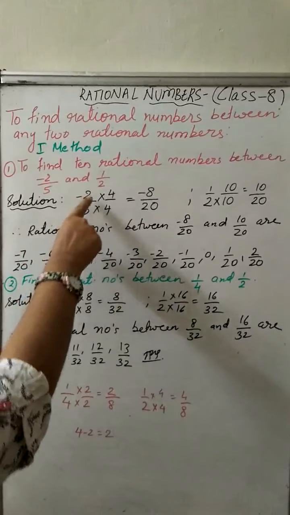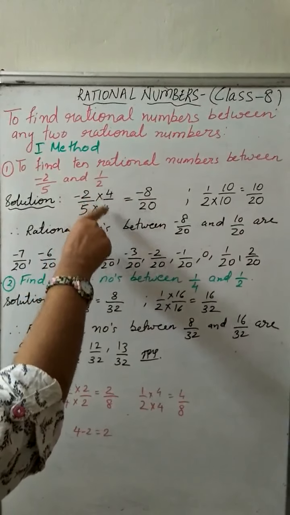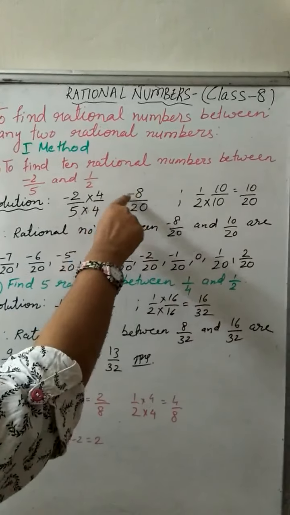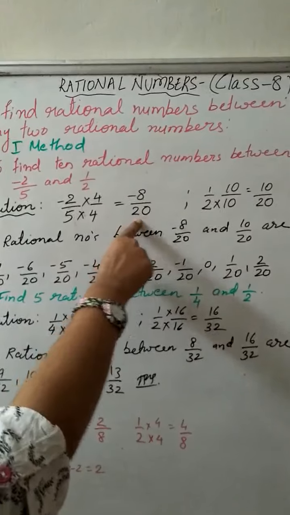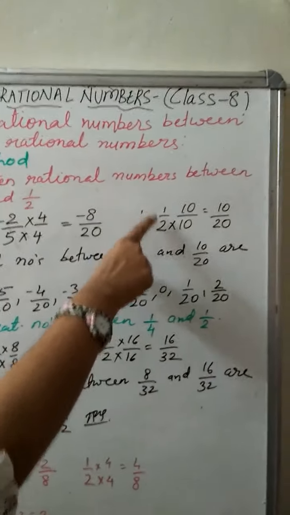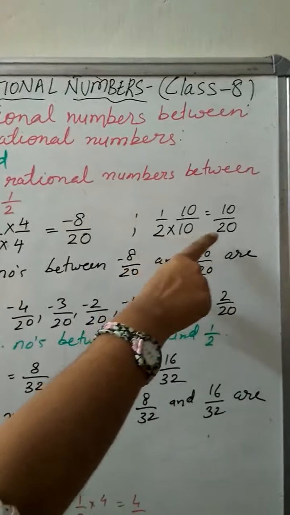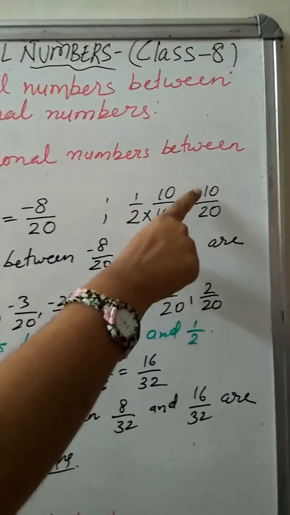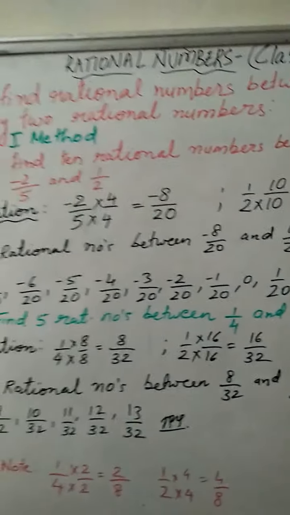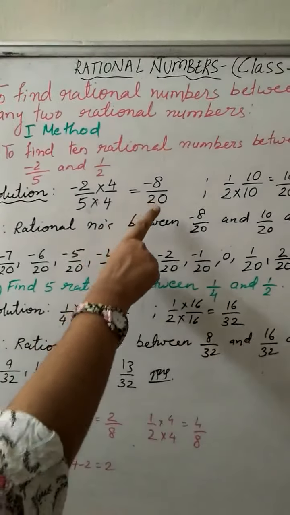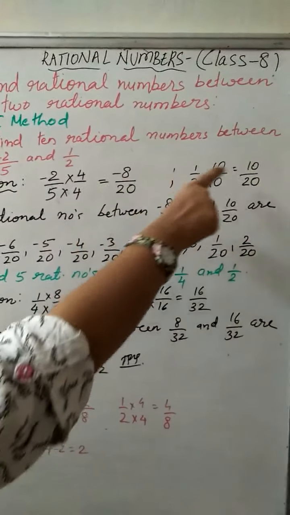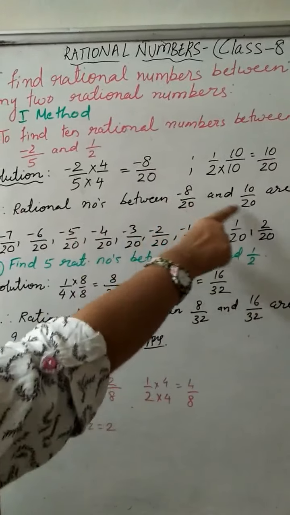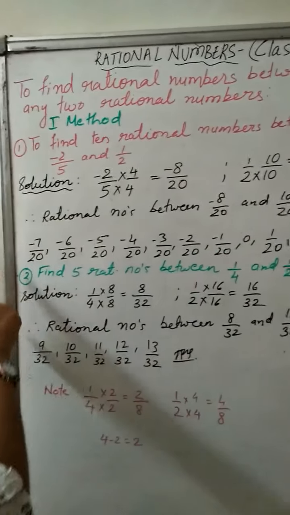So -2/5 multiplied by 4 over 4, so -2/5 is equal to -8/20. Similarly, to make the denominator of 1/2 as 20, I have to multiply by 10/10. So 1/2 will become 10/20. Now we have to find 10 rational numbers between -8/20 and 10/20. So the rational numbers between these two are as follows.